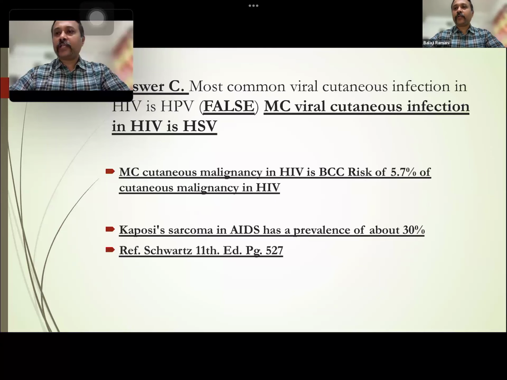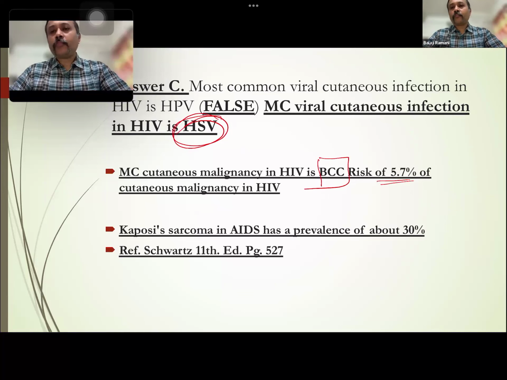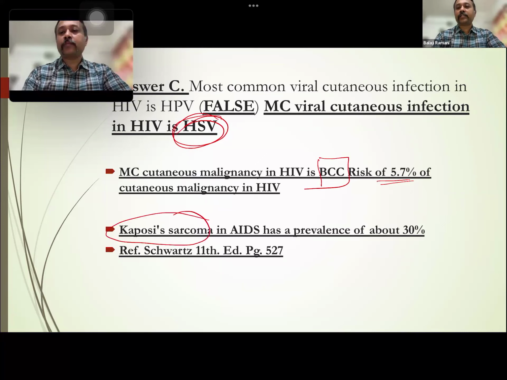And HIV and cutaneous infection, if you look at it, the most common viral infection is going to be herpes simplex. So commonly you will get your herpes simplex, which will happen. The most common cutaneous malignancy overall is going to be BCC. The risk is going to be around 5%. The sarcomas are the most prevalent. If you take Kaposi sarcoma, this is the most prevalent.